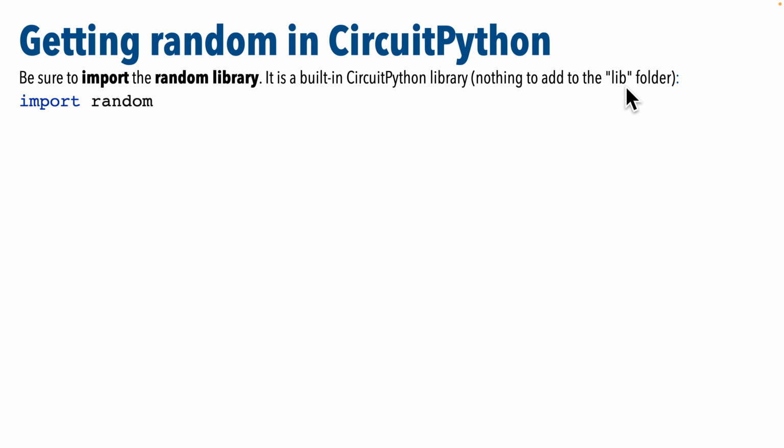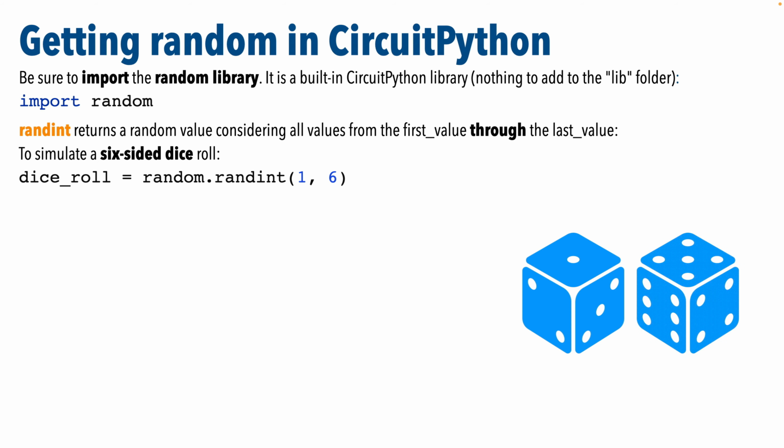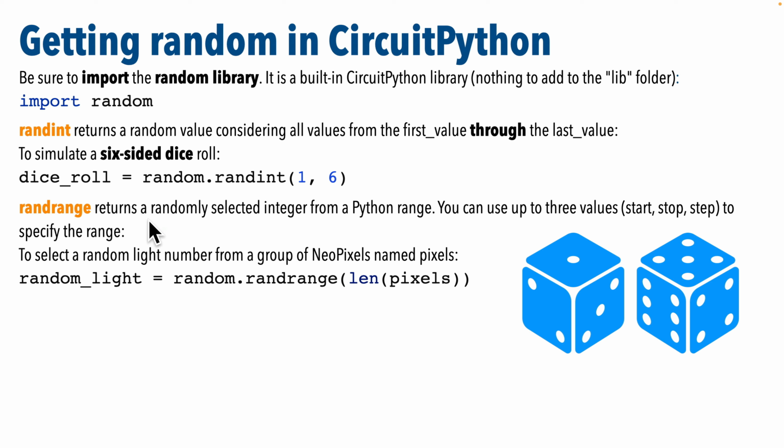To get a random value between two values inclusive, you just use the randint function specifying the first value and the last value. Want to simulate a six-sided dice roll? You simply say random.randint and in between parentheses 1, 6. Another useful function is randrange. This can return an integer value for any valid Python range, and you can create the range using all three values if you wanted to: start, stop, and step.